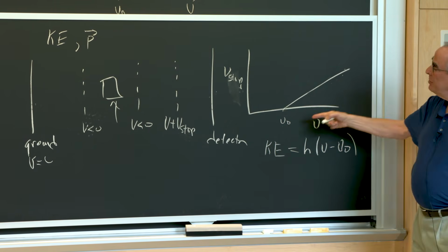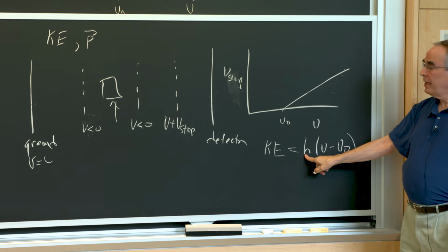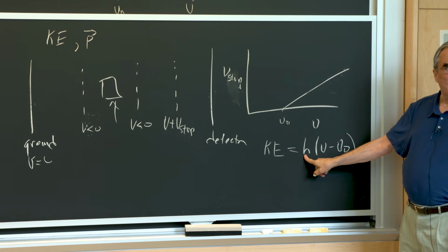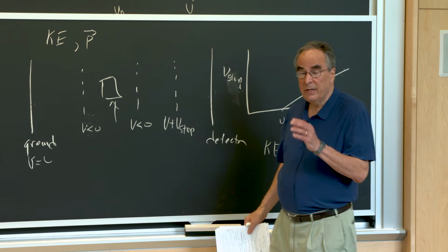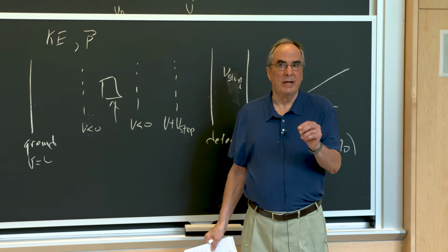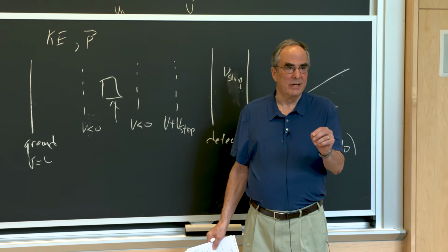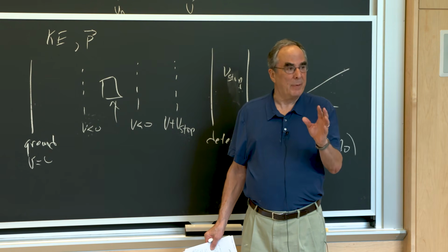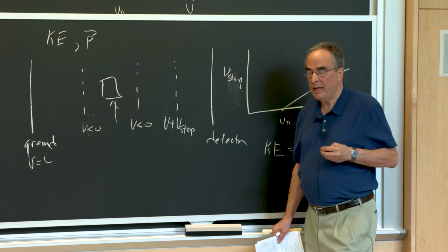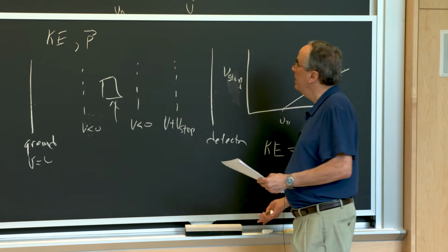It goes as nu minus nu 0, and this is the same constant that we saw before, and this is Planck's constant. And now what we've seen is that these particles of light have definite energy. They have definite kinetic energy, and we can stop and they transfer that energy.